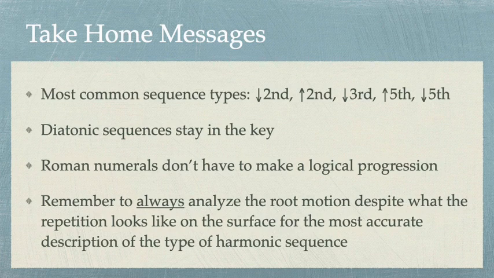I hope this video was good practice for you. Remember, the most common sequence types are down a second, up a second, down a third, up a fifth, and down a fifth, our ubiquitous circle of fifths progression. By focusing on diatonic sequences, which stay in a single key, we can recall that sometimes Roman numerals don't make sense in a sequence, and that's okay.